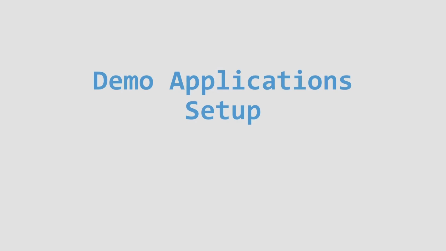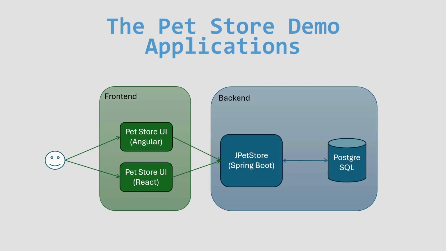In this video, I'll walk you through the setup of our pet store system applications. So the pet store system is built around a back end and a front end. The back end consists of an API, which is built in Spring Boot in Java. And this API is responsible for handling CRUD operations across various entities and is connected to a PostgreSQL database, as we can see over here.